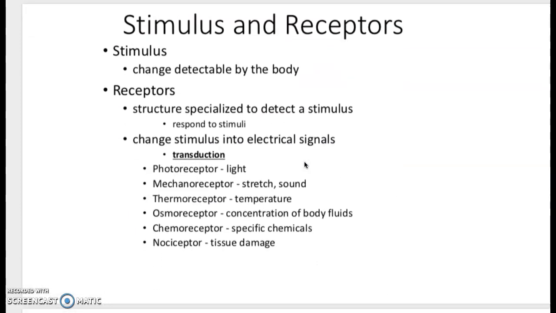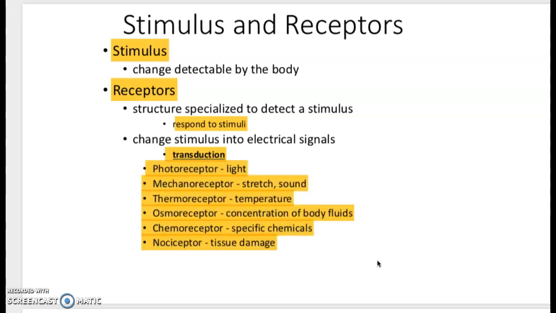So, in order to have sensation, we need two things. We need a stimulus, and then we need receptors that are able to respond to the stimulus. They will then change the stimulus into electricity, which is called transduction. Here's a list of the different types of receptors you guys should be familiar with. Notice the root words here are correlated with what they are. So photo means light. That's a receptor that checks light. Okay, I'm not going to read these all for you, but you should be able to recognize them.